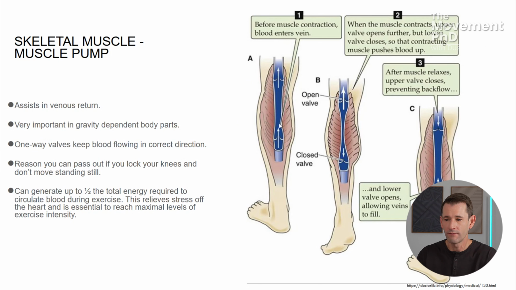There are one-way valves within these veins, which keeps the blood from going backwards because we wouldn't want the muscle to push it back down, so it can only pass towards the heart.